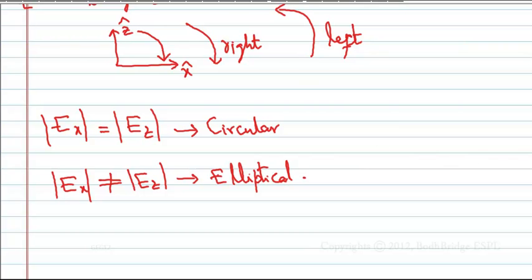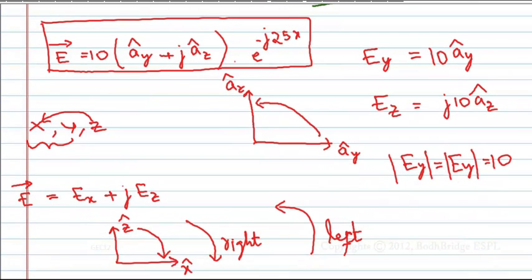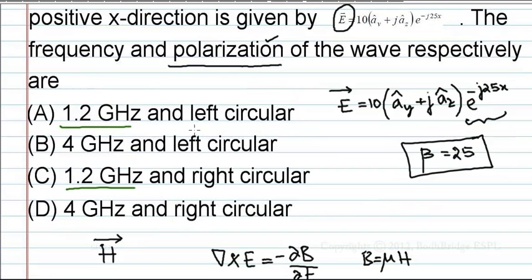So follow these rules for this question. What does the rule say? Go from x to y, y to z and z to x. First I plotted ay and I saw az is 90 degrees ahead of ay because of this j term. Therefore it is left and it is also circular. Therefore it is left circular. Therefore A is the correct option.